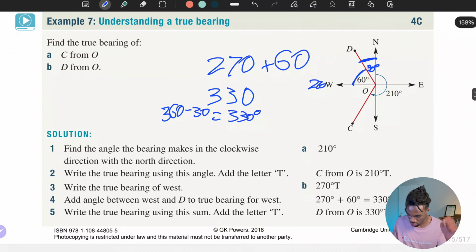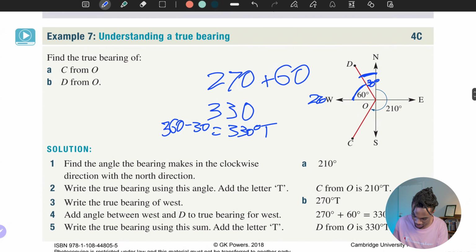Right, just want to get into some questions. Oh, that's another thing, I forgot this. True bearings always have a T. So if this one's 210 degrees, it's written 210 degrees T. All right, let's get into some more questions of these.